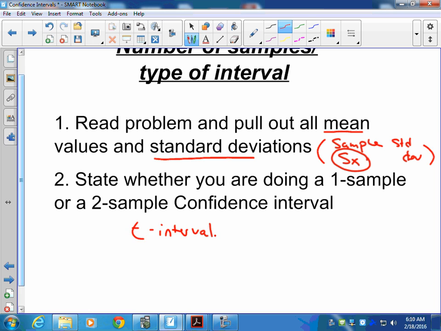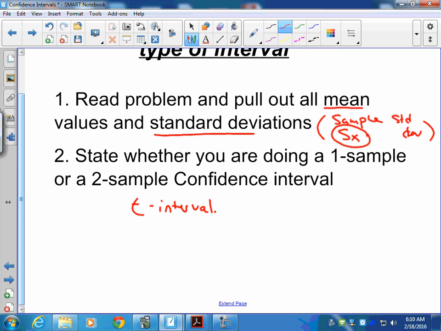And then the next thing that you have to do, once you've found your values and pulled that information out, is make sure that you state what type of interval you're doing. Are you doing a one sample interval because you have one mean, one standard deviation, or are you doing a two sample T interval? Just like your null and alternative hypothesis for a test, here you have to make sure you tell the person what type of interval you're doing because they're going to grade you based on the steps that are required for that type of interval.